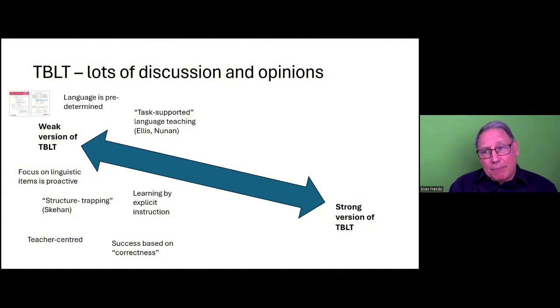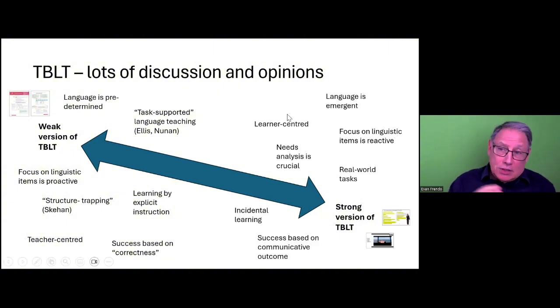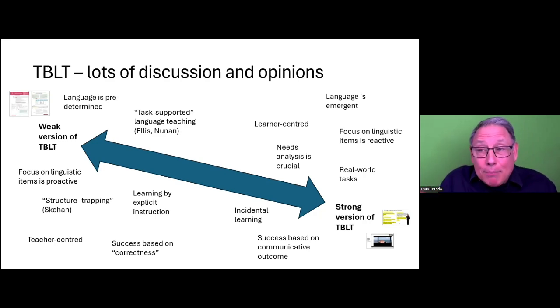It's basically learning by explicit instruction. Somebody's telling you what's right and what's wrong. And the success of those activities always depends on linguistic correctness. It doesn't depend on how well you communicate. If we look at the other sort, the stronger version of TBLT, which is the last two examples I showed, you could argue it's actually quite different. It's learner-centered, not teacher-centered. Everything in the communication comes from the learner. Needs analysis is crucial in understanding or setting up the task on the teacher's side so that the learner can do this learner-centered work. It's incidental learning.